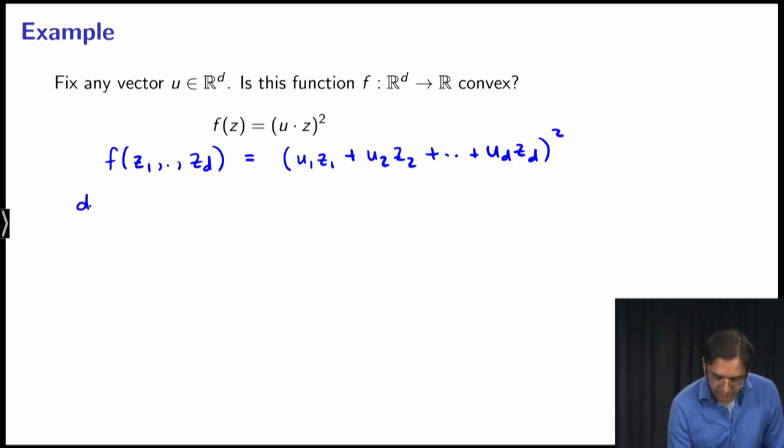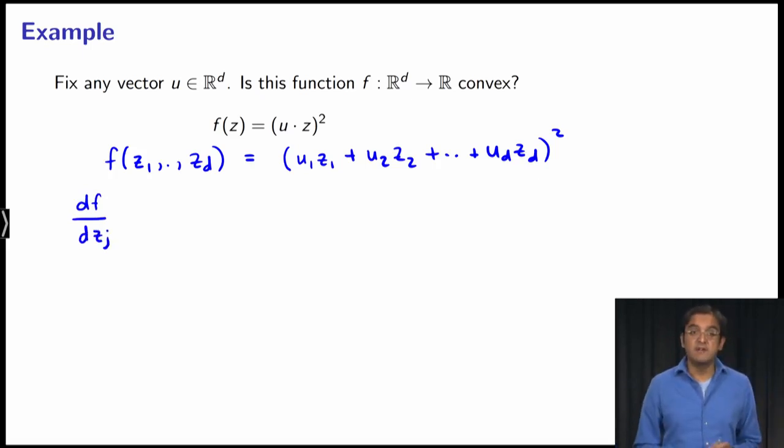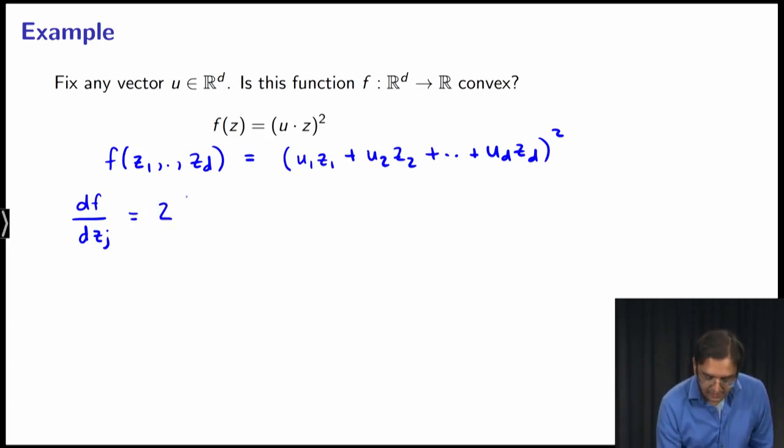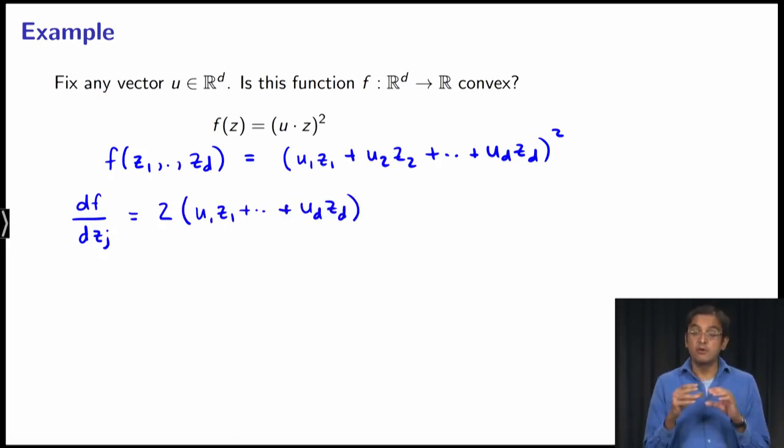First, what is df dz? What is the first derivative with respect to z sub j? When we have something of the form something squared, we first pull down the 2, then we copy down the whole expression. And then we take the derivative of the inside part with respect to zj, and that's just uj. So that's the first derivative with respect to zj.